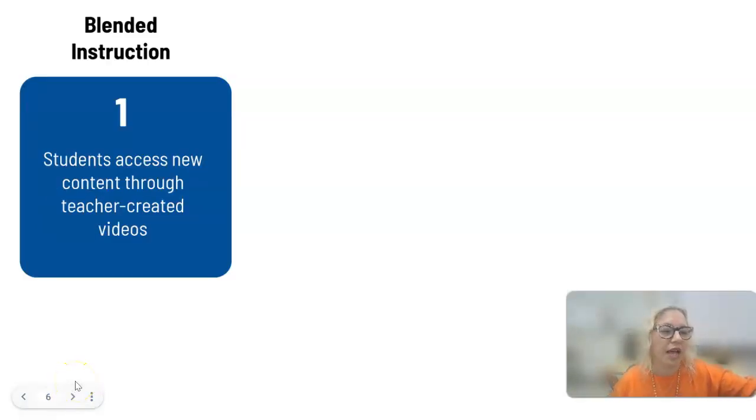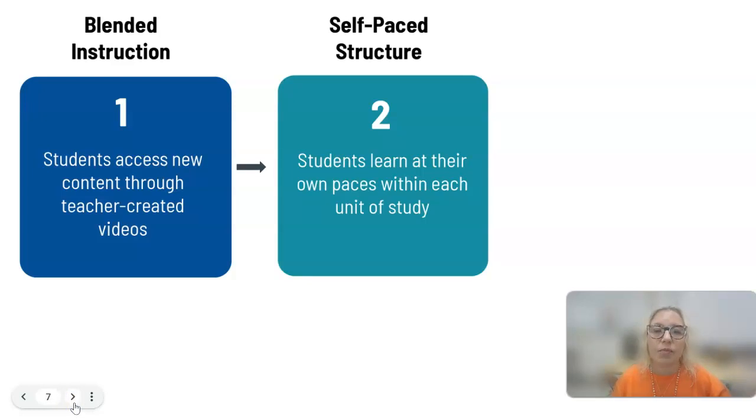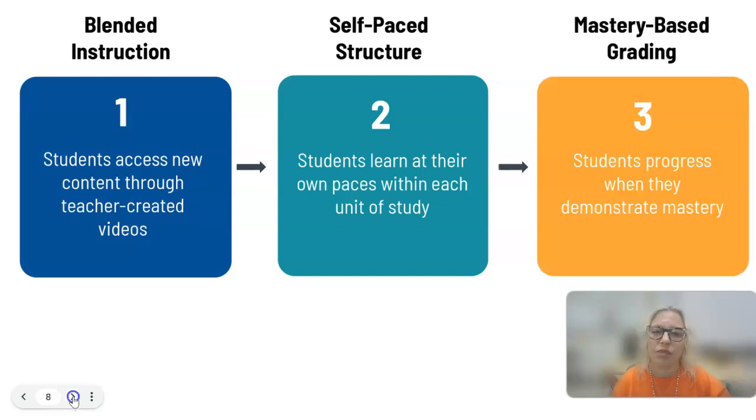Also, Modern Classroom has three main pillars. The first pillar is blended instruction, and this means that students access new content through teacher-created videos like the one you're watching. The second pillar is self-paced structure, and this means that students learn at their own paces within each unit of study. So if something comes easy for you, or if you've already mastered the skill, you can just keep on moving to the next lesson.